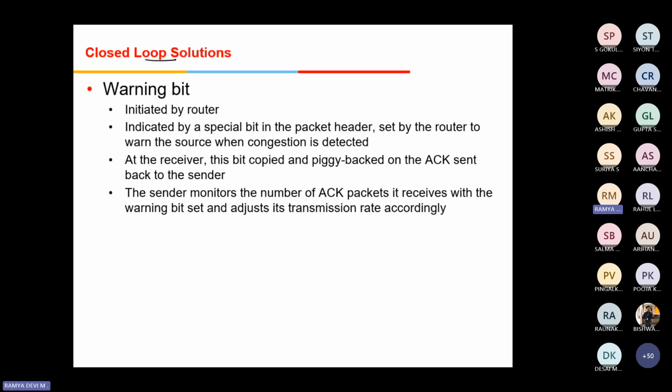Now we'll see closed loop congestion control mechanisms. The first one is a warning bit. Already I've discussed the warning bit. It is a feedback based method which is initiated by the routers.